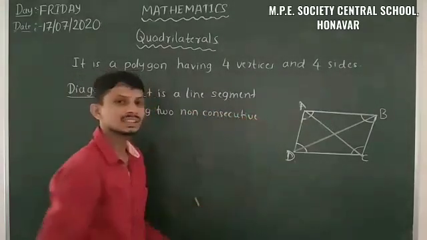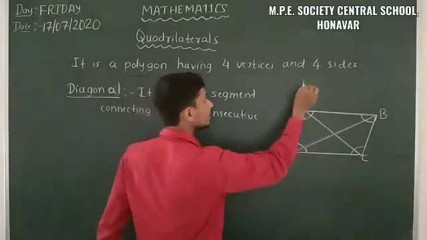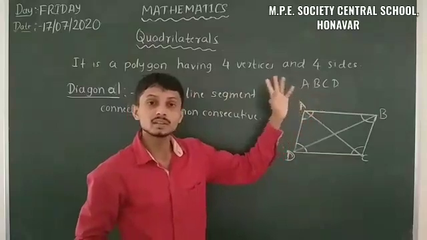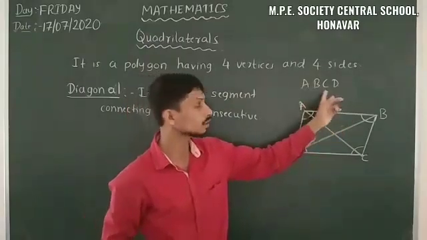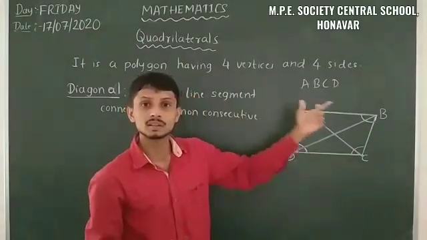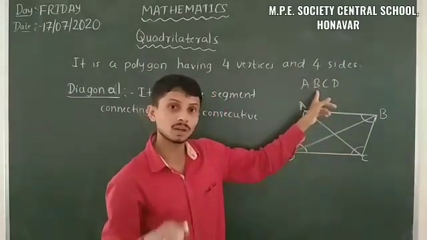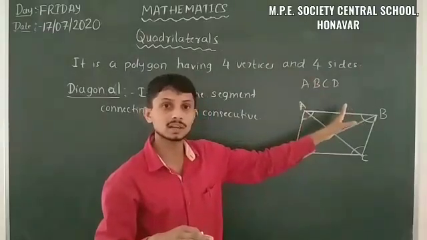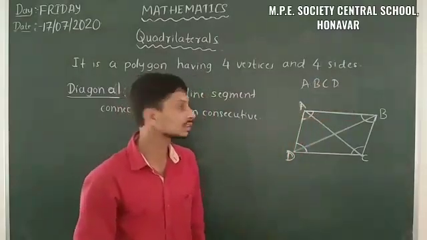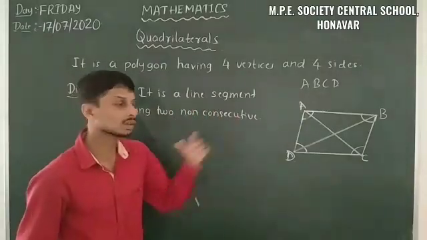So here consecutive means one after another. Here I will call it ABCD. ABCD are the four consecutive letters. That means we are not connecting the consecutive vertices here. It is a consecutive vertex A, B, C, D, one after another, so we can't connect those. ABCD means we have to neglect one consecutive letter. After that we have to connect AC and BD. There are only two possibilities in a quadrilateral. That is, it is a line segment connecting two non-consecutive vertices.